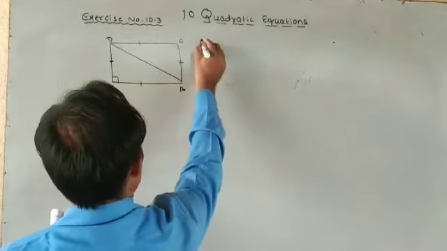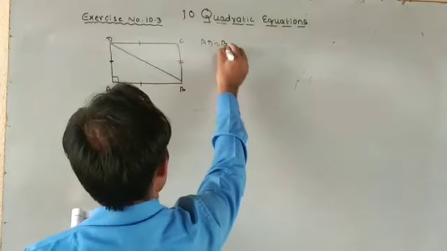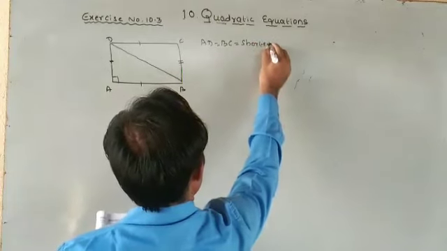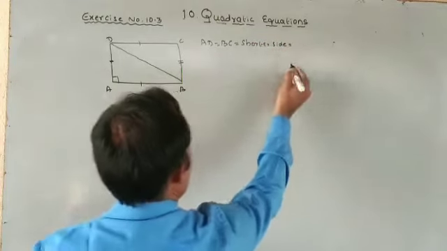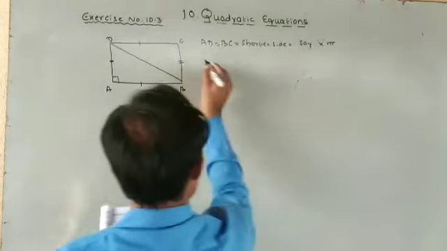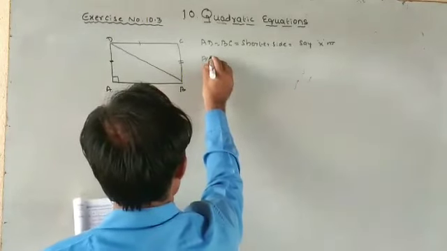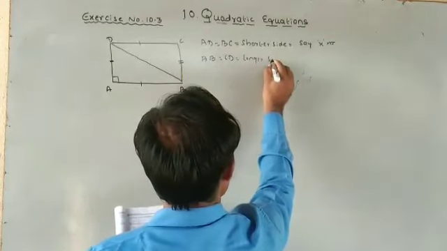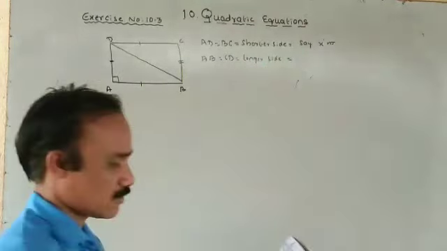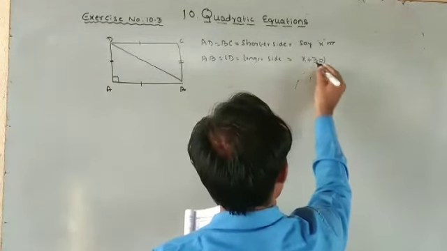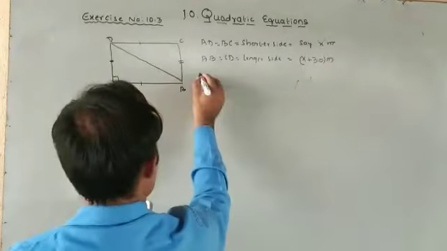So here AD is equal to BC is equal to the shorter side, let's say x meters. What about AB is equal to CD? That is the longer side. What is the relation given here? The longer side is 30 meters more than the shorter side. So x plus 30 meters.